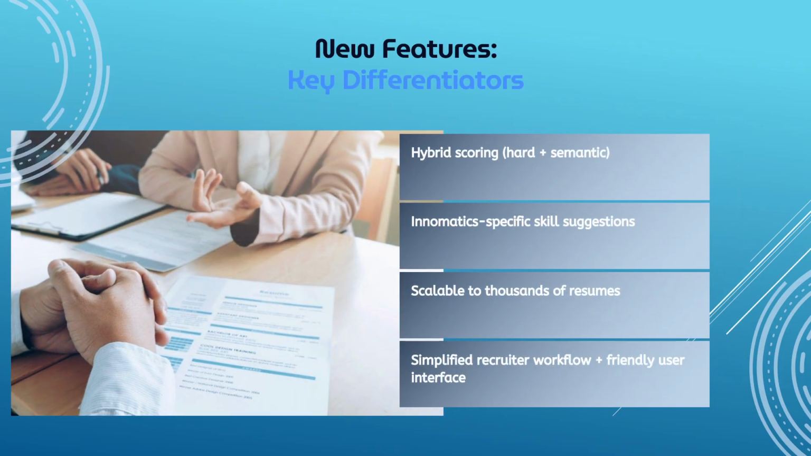Now, the key differentiators, the new features which will differentiate our software from all the others, are as follows. The hybrid scoring method, the hard and the soft, the semantics and the fuzzy matching, which I told you about. The algorithms that we use are very unique, and it's the first time that they have been applied in this kind of situation. Then the suggestions that we make are completely Innomatics-specific skill solutions. So when we are giving feedback to the user to learn new skills, we only give them suggestions and courses that are available on Innomatics.